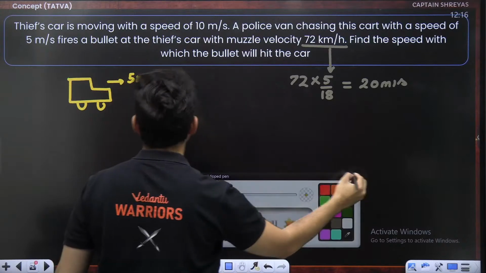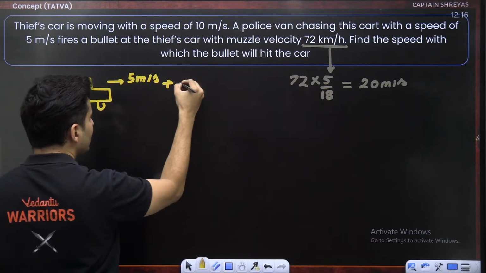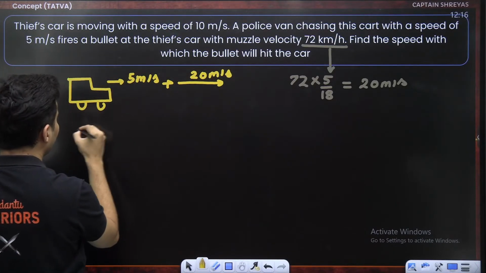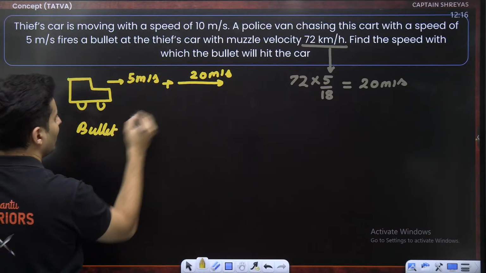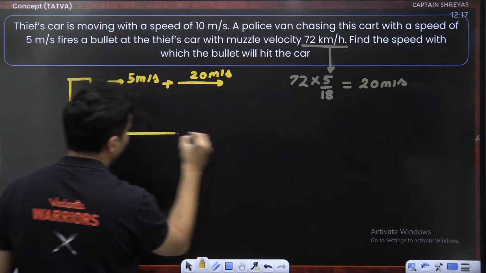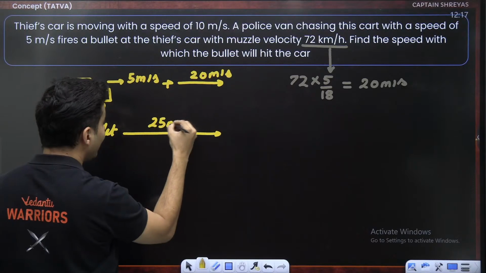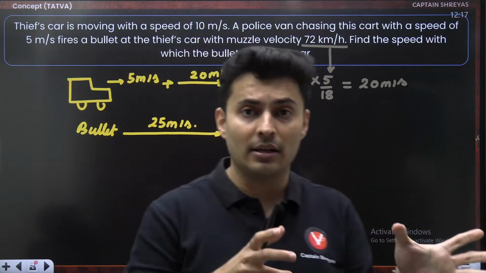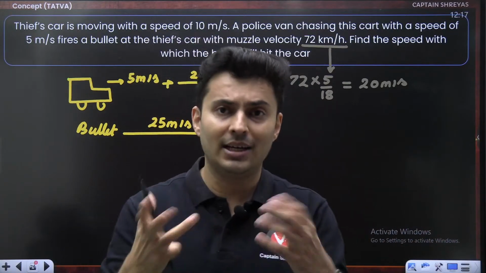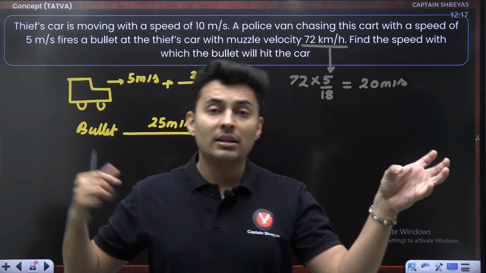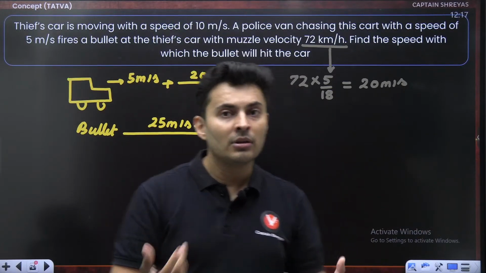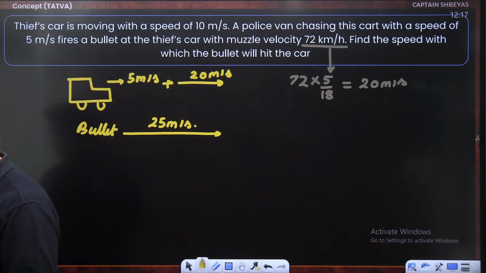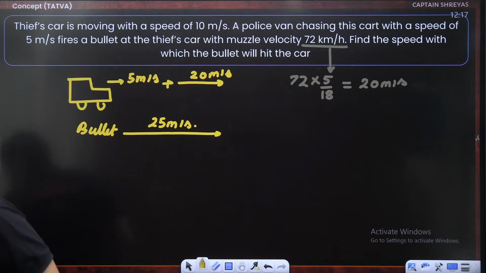That means that bullet will have an additional speed of 20 meters per second. So the actual speed of the bullet, because this 20 was with respect to the car, will actually be 25 meters per second. So muzzle velocity means with respect to the firing barrel or that gun or that cannon. So additionally, the gun's velocity will also add up. In this case, the gun and the bullet were traveling in the same direction, so they will add up to become 25. Is that right? Yes.